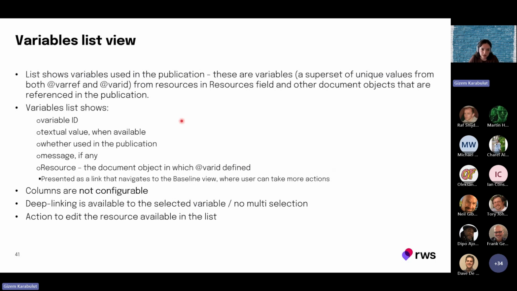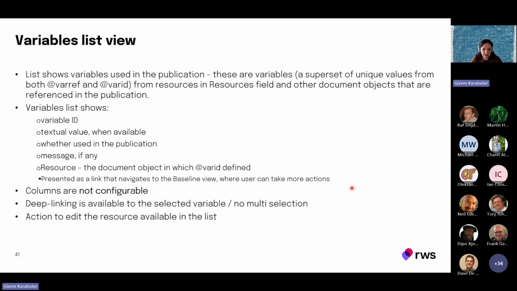So we display the variable ID and the variable value if it's a text, whether it's used in the publication, and if there is a message. And we also display the resources where this variable comes from. Here the columns are not configurable, it's a hard-coded list. And deep linking is available for the selected variable. No, there is no multi-selection.